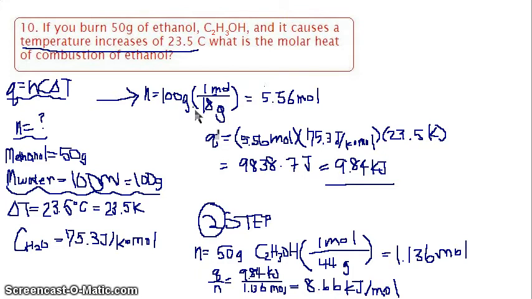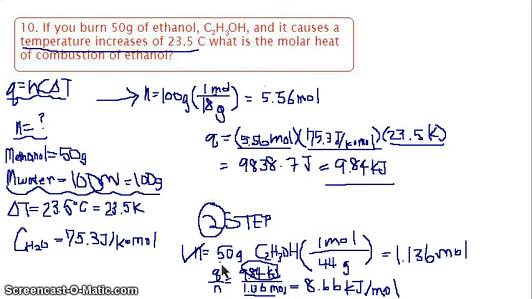We plug all of this into our equation and we'll have 5.56 moles as the n, 75.3 joules per Kelvin mole, which will be our C, the molar heat capacity of water, times 23.5 K, which was the temperature change, and we'll get 9.84 kilojoules. Our second step would be to divide the heat absorbed by water over the number of moles of ethanol that was burned during this process. So we have 9.84 kilojoules divided by 1.136 moles, which was solved here.